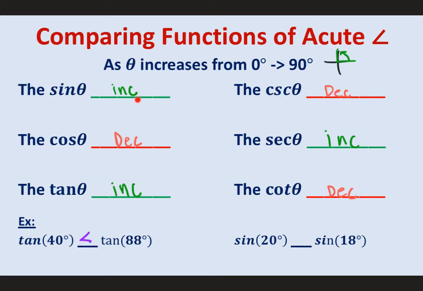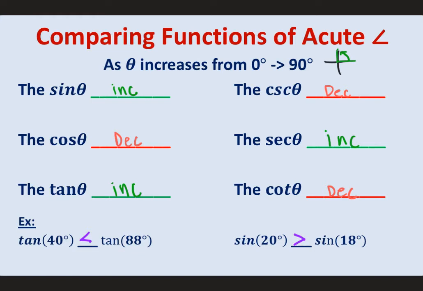And then sine also increases. So we have 20 and we have 18. The bigger angle for sine is bigger. So we can say the sine of 20 is greater than the sine of 18. So we can do this as long as we have the same two trig functions.